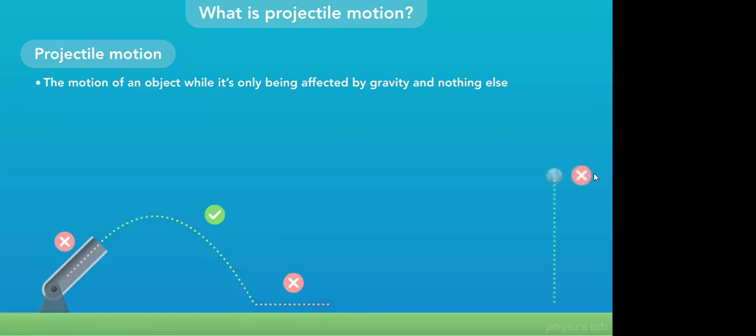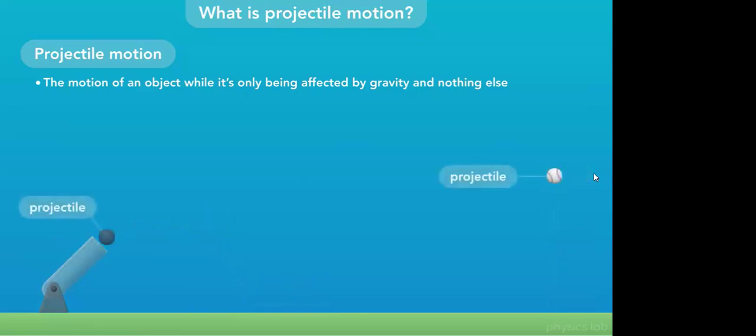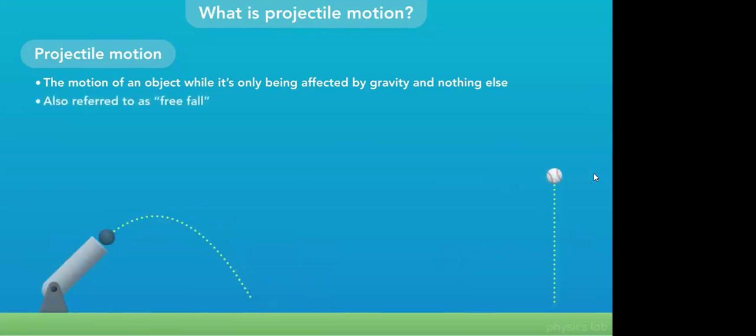The ball on the right is only in projectile motion between the moment it's released and the moment it hits the ground. We call the object a projectile, and we call the path of the projectile motion the trajectory. Projectile motion is also referred to as free fall, but the terms are sometimes used in different ways, and we'll come back to that later.